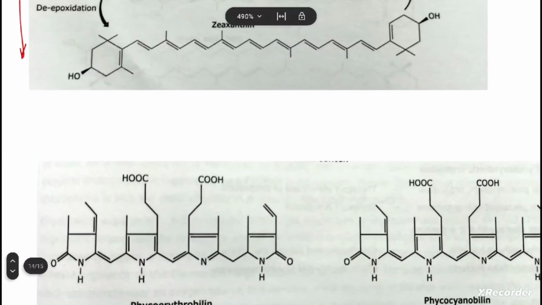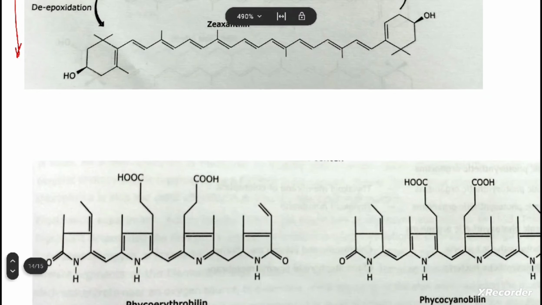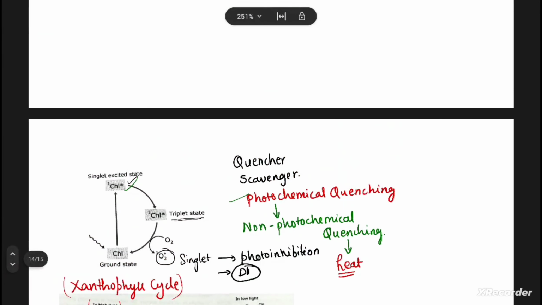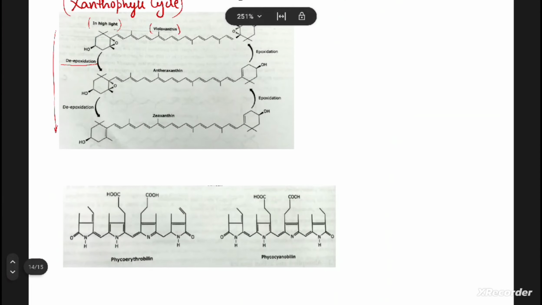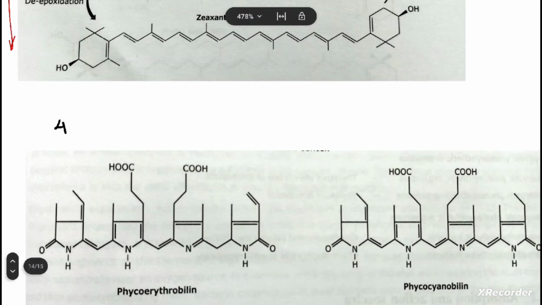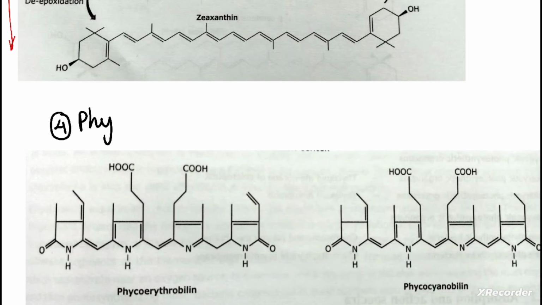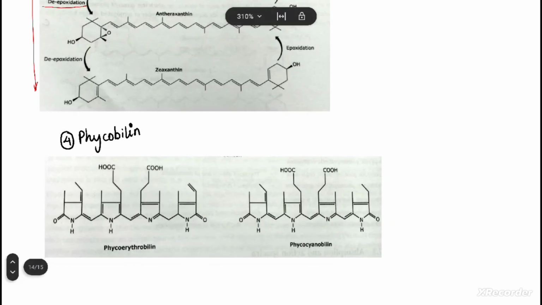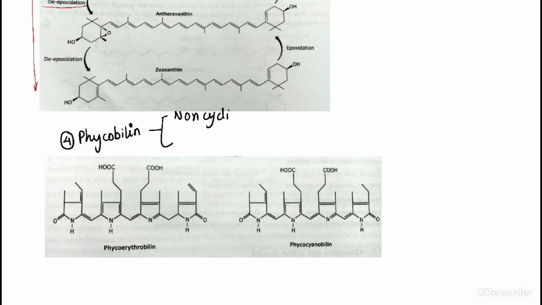Now moving further, we have something called phycobilins. How many pigments did we see? We saw 3, and this one is the 4th one. These phycobilins are non-cyclic, linear tetrapyrrole structures. So these are non-cyclic in the first place, you should remember this, and they are linear, not cyclic. Linear tetra meaning 4 pyrroles.